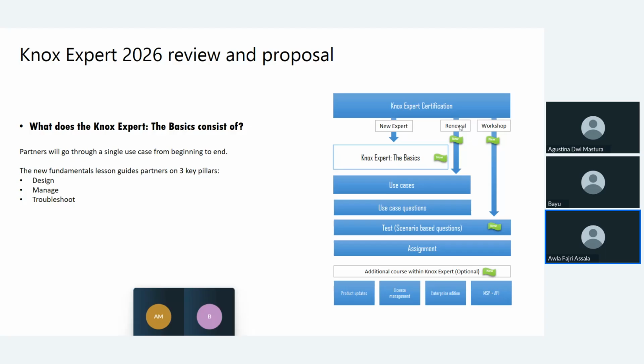If you are only doing a renewal, you can skip these basics: the design, manage, troubleshoot. For example, if last year you already got certified, then you just go through the use cases, testing, and assignment, and then you get certified. Or if we happen to do a workshop offline, for example, or online through your pre-sales, we will cover the basic knowledge, the demo use cases, and also the Knox Expert basics. So you can skip all those three and go directly into the test and assignment. So that's the structure of our new Knox Expert.